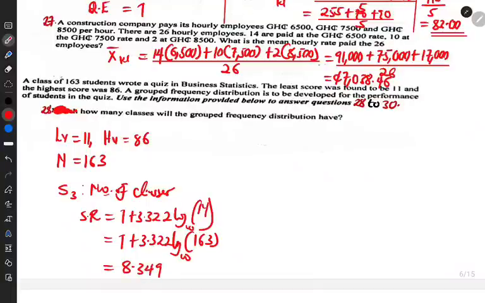8.349. Okay, so in a more approximated form, we're supposed to get the number of classes to be, say, 8 to the nearest whole. So 8 classes will do. So that becomes the total number of classes we're supposed to have for this data. So that was question 20.